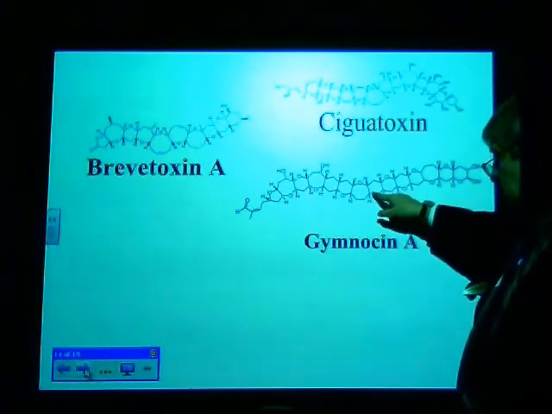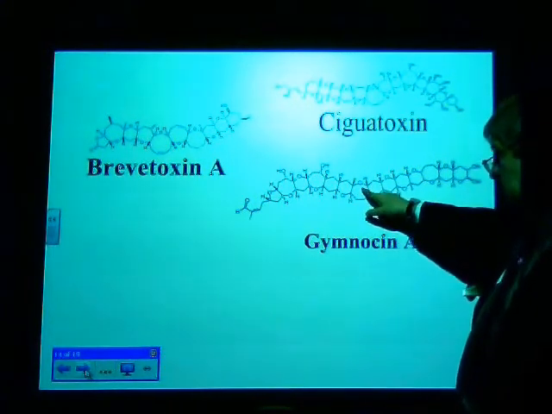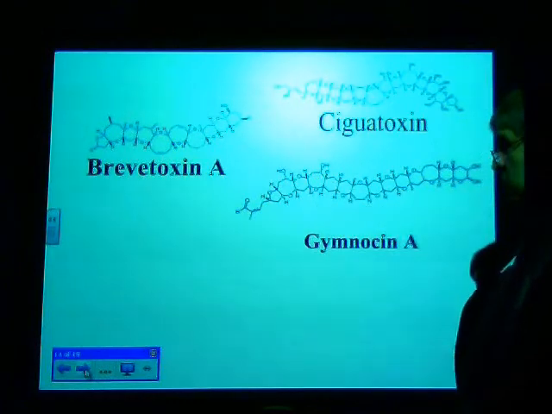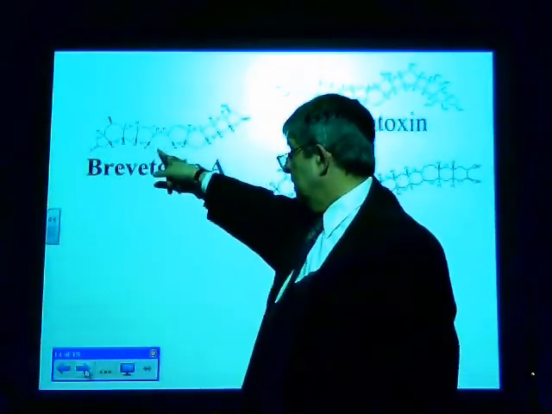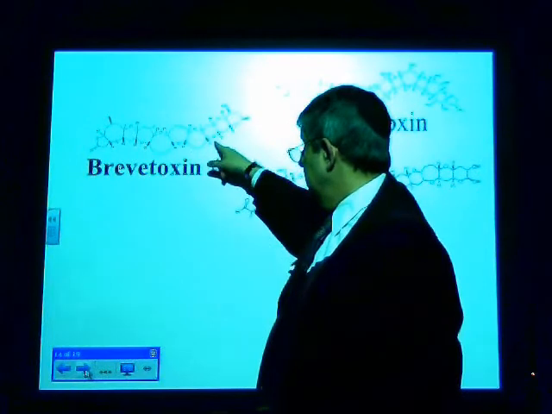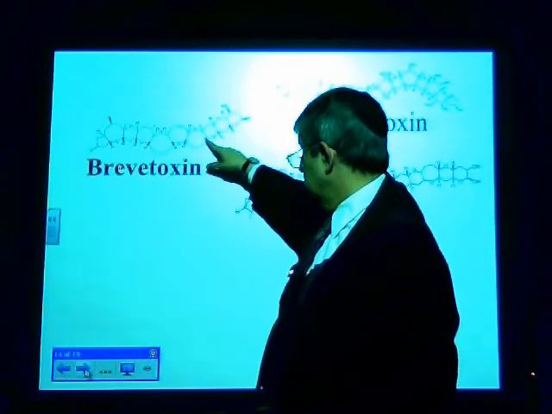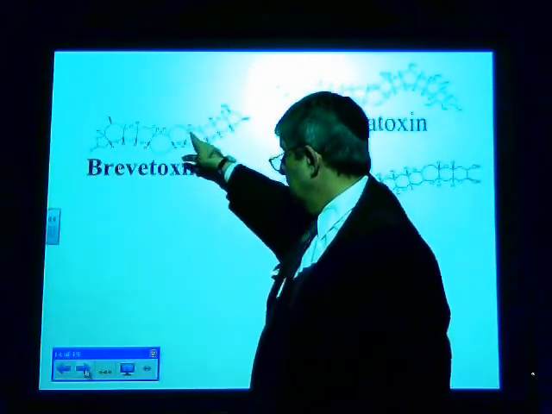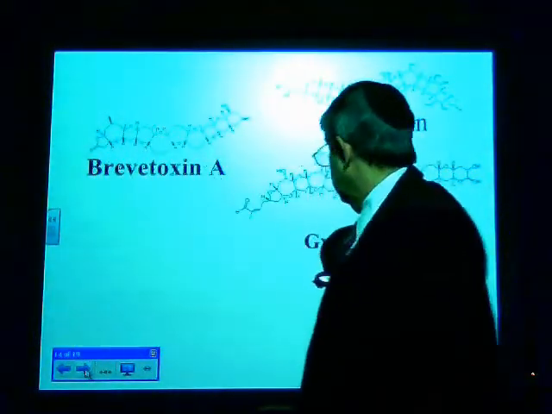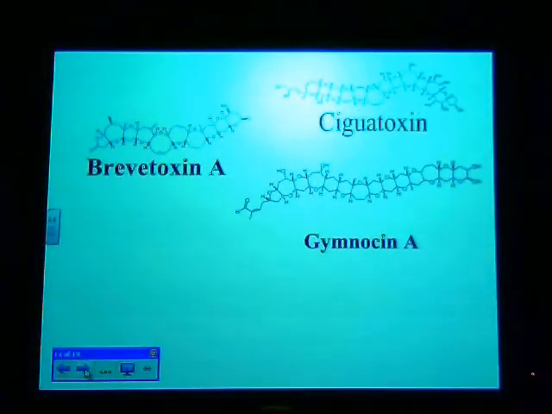Sometimes it's a 6-membered ring. In this particular case, we've got a 7-membered ring. There's another 7-membered ring here, and in brevetoxin we even have an 8-membered ring. But they all have this ether, which is an oxygen between 2 carbon atoms, repeating over and over again. So these are polyethers. I grouped all of these compounds together because there is that structural similarity between them. But brevetoxin A and ciguatoxin actually produce different kinds of conditions.